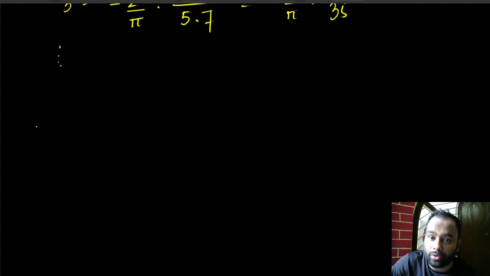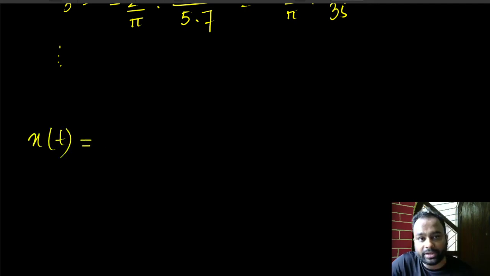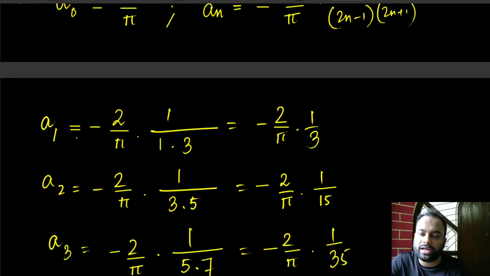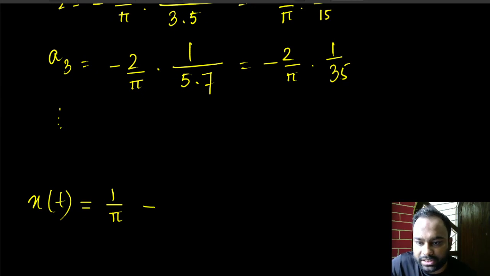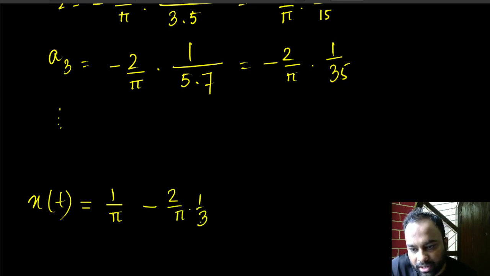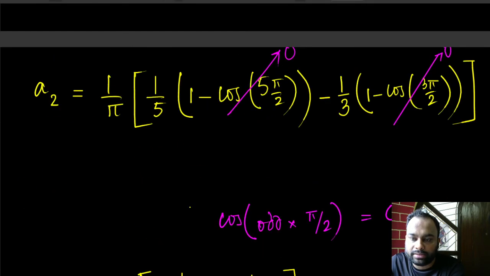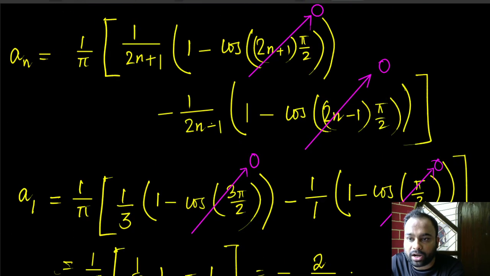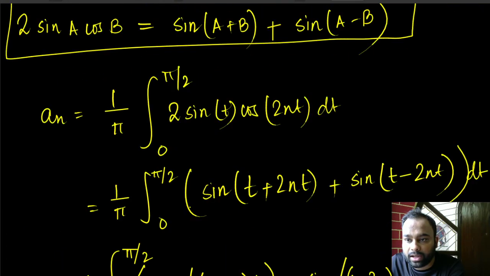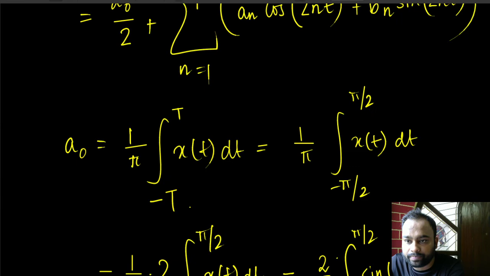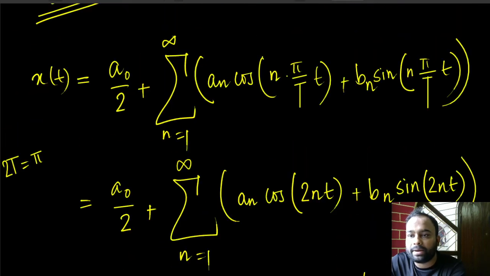So I can say now that the signal looks like this: x(t) equal to A0 by 2. Again, A0 is 2 by pi, so this is 1 by pi. Then what is the coefficient of the fundamental cosinusoidal component? This is minus 2 by pi into 1 by 3. But what is the fundamental cosinusoidal component? This is no longer cos t. Look at the expression originally. This is no longer cos t, but instead this is cos (pi by capital T) into t, right? That's the fundamental cosinusoidal component.